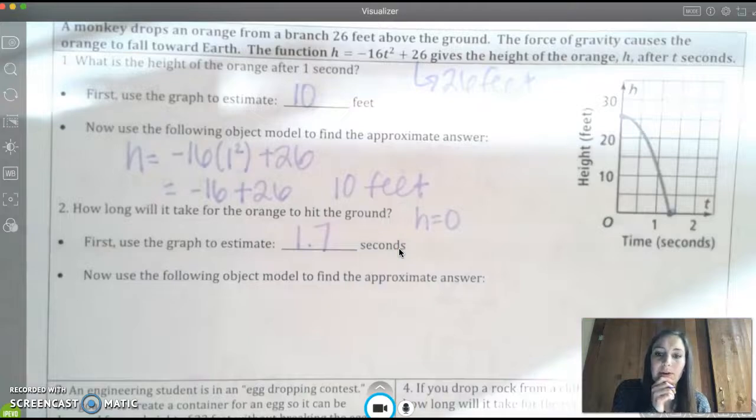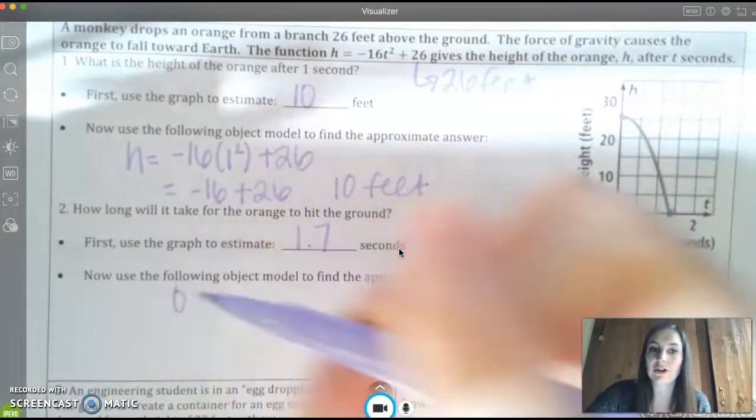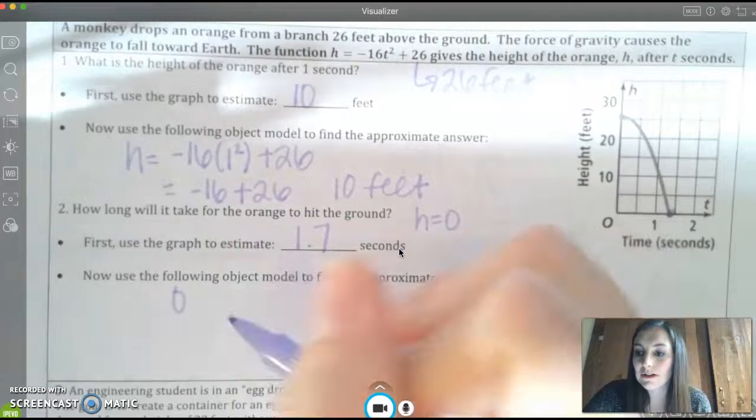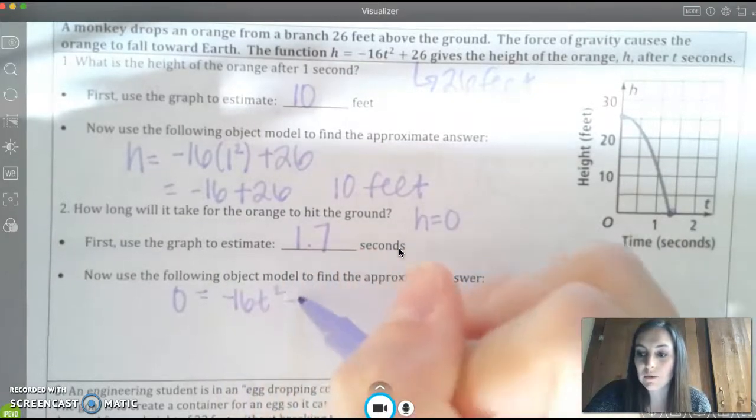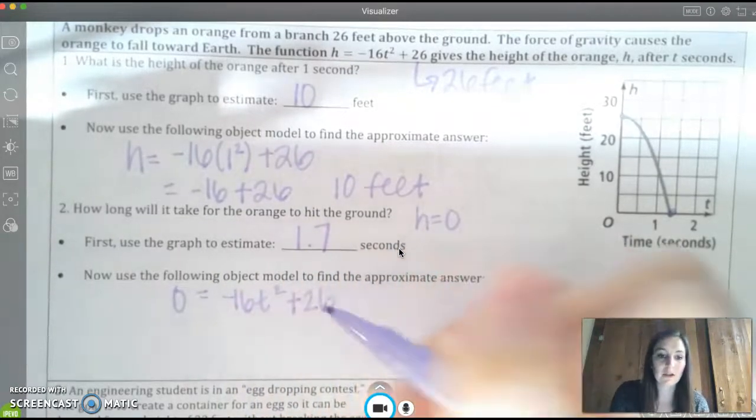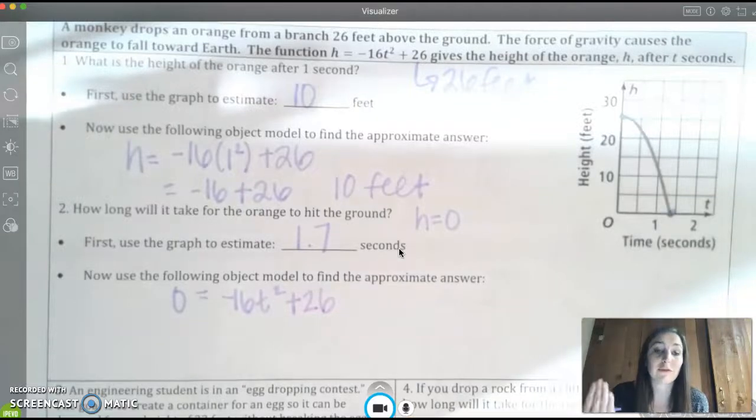So I want to figure out where h equals 0. So I need to substitute 0 in for h. So 0 equals negative 16t squared plus 26. So I now need to solve for t. So we need to now use our different skills that we've learned to solve for quadratics. So that's factoring, using the square root, and the quadratic formula. So those are our 3 methods. Since I do not have a b value, I'm going to use the square root method.